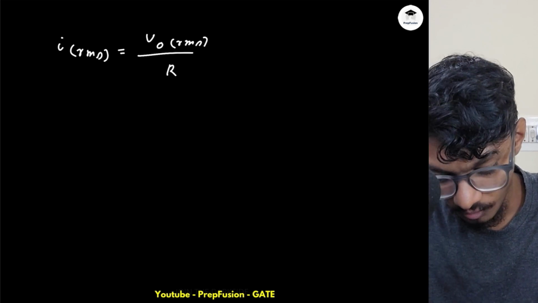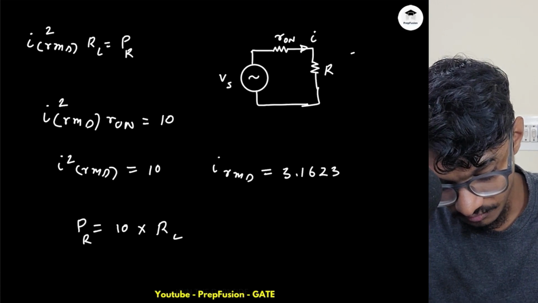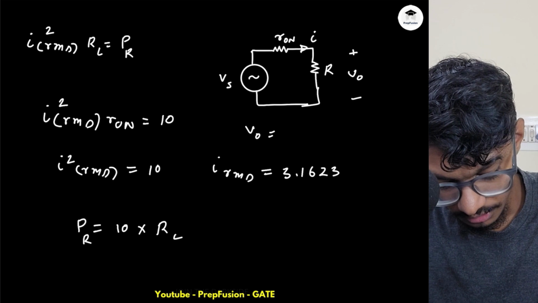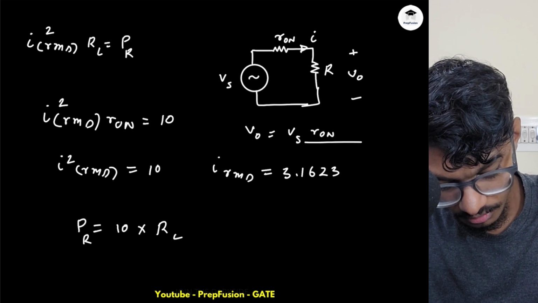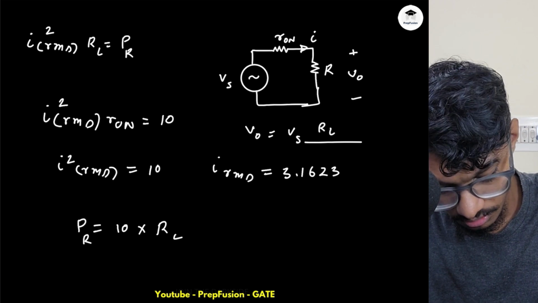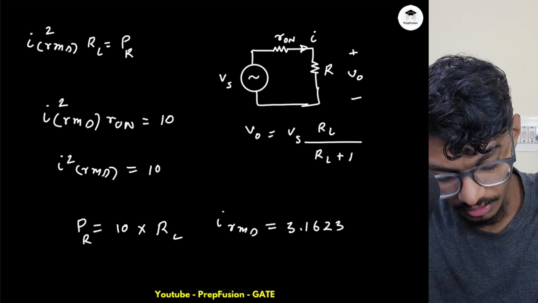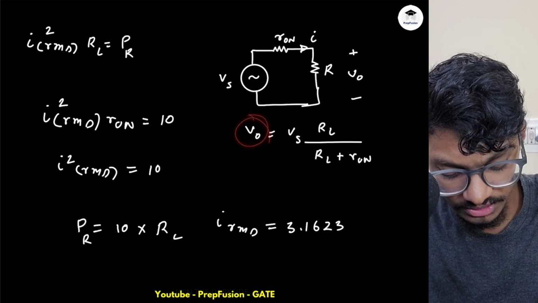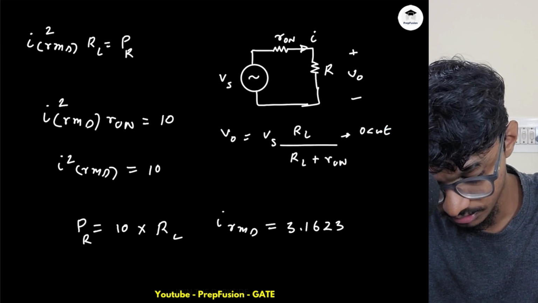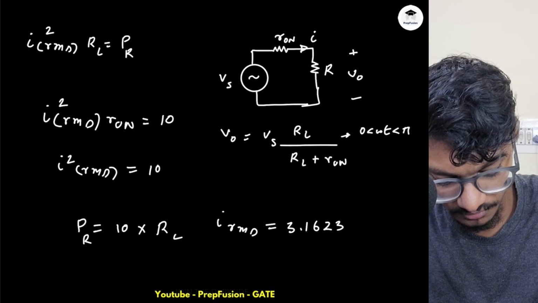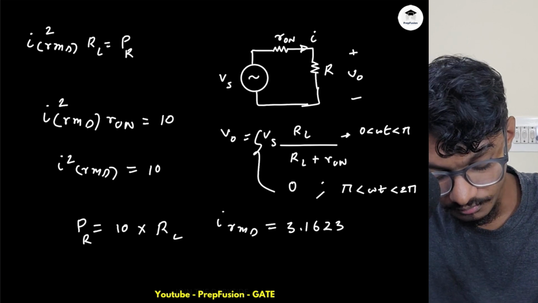This relation will always follow. Now what is this VO RMS, and how do I compute it? If you observe, VO is simply equal to VS into RL, divided by RL plus R on. So what will be the RMS value of this? This is for omega t from 0 to pi, because after that VO is simply 0, since the diode is turning off, so it will be 0 from pi to 2 pi.